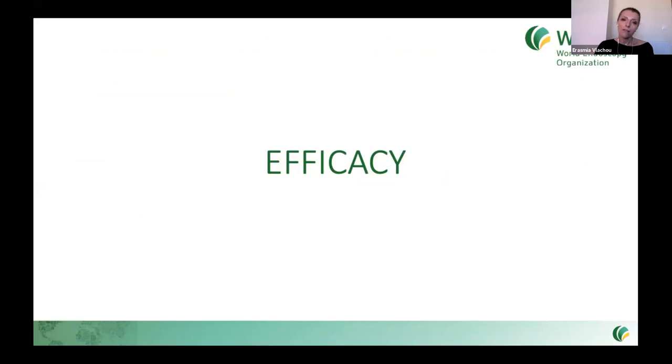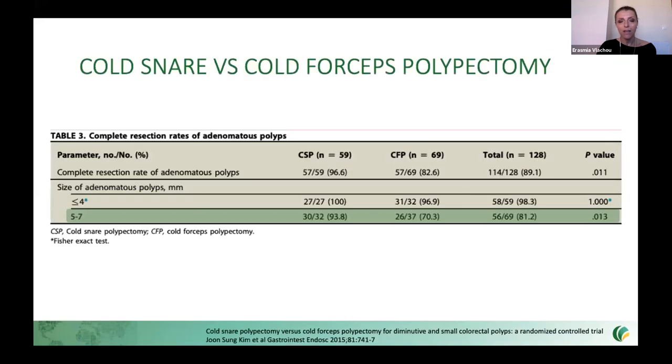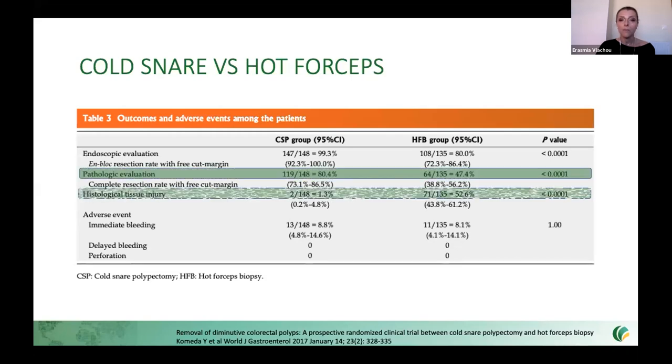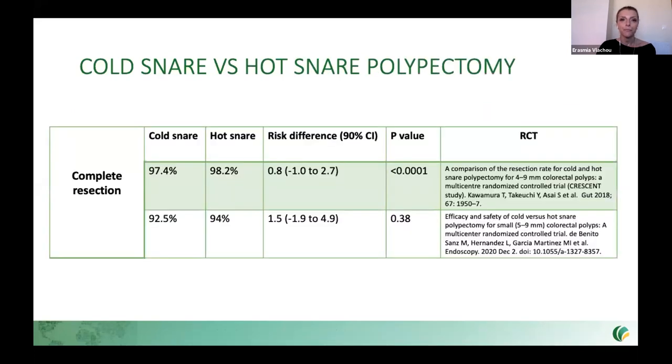And apart from this more favorable safety profile, there is also literature on the efficacy of cold snaring. So now we know that it exhibits higher complete resection rates compared to cold forceps polypectomy and hot forceps biopsy, and in this case with minimal tissue injury, which allows for a better evaluation of the retrieved specimen. There are also randomized controlled trials comparing hot and cold snare polypectomy that reveal that these two techniques have similar complete resection rates.